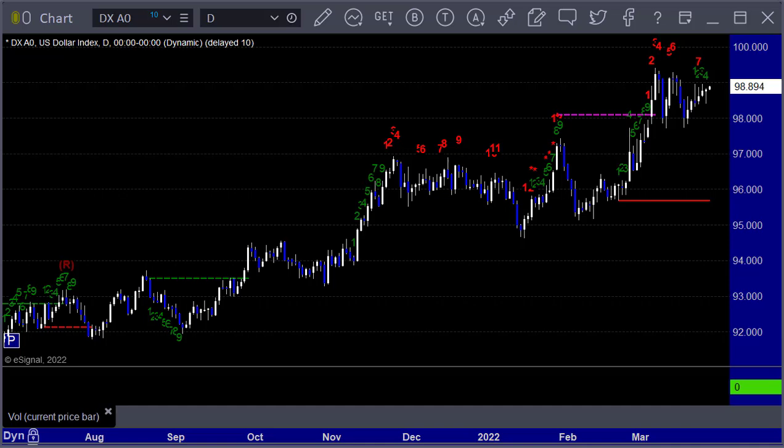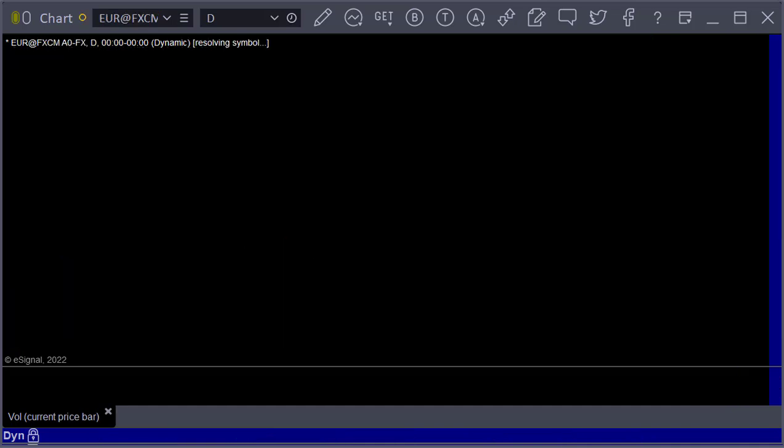Here's a look at the dollar index daily chart. Nothing here for last month. Obviously, we're at highs or close to them, but we haven't done anything, so there's not much else to look at. Let's look at the daily charts of the Forex pairs.